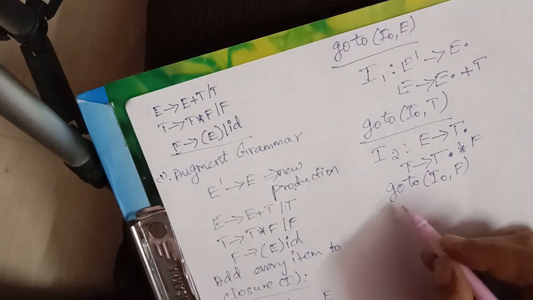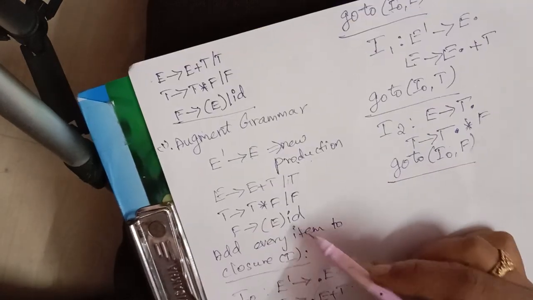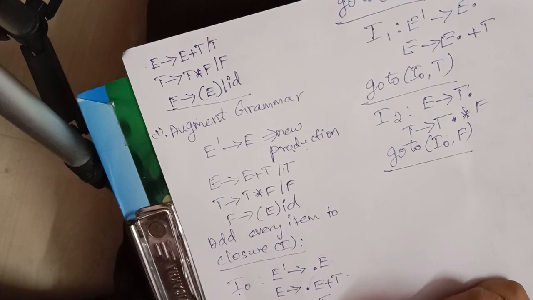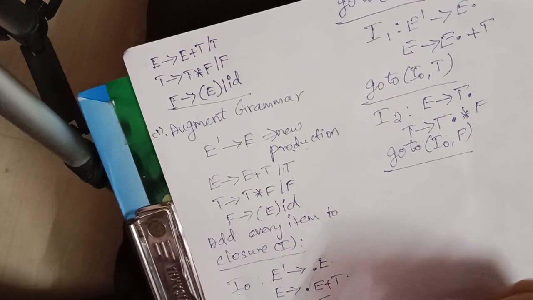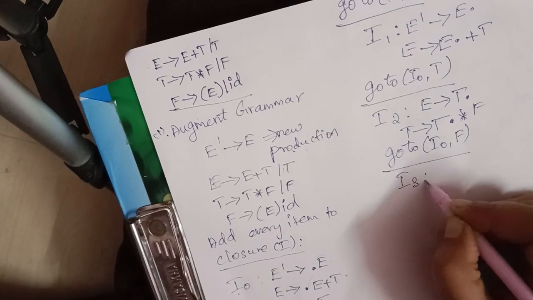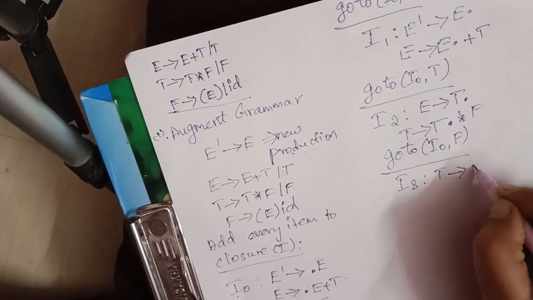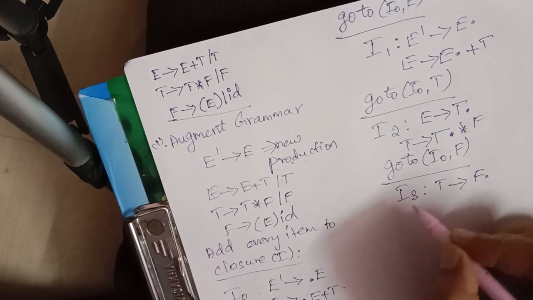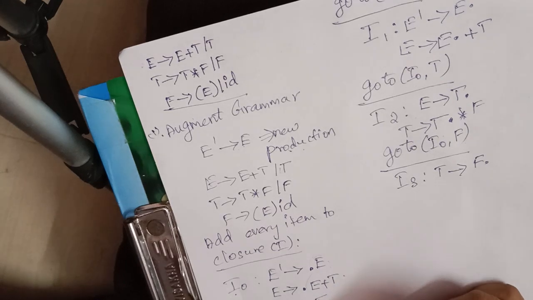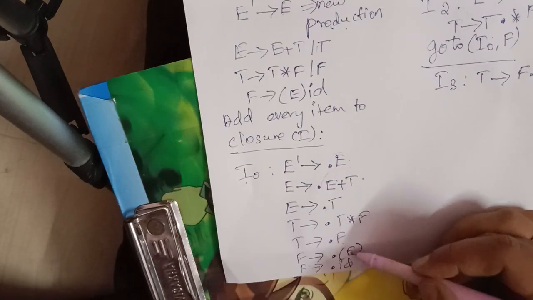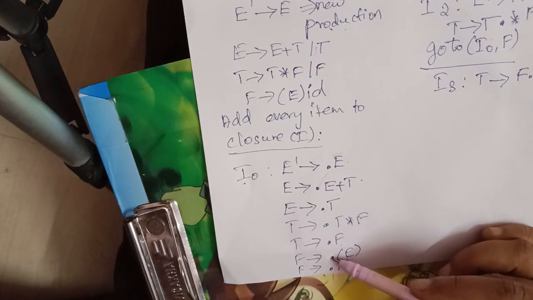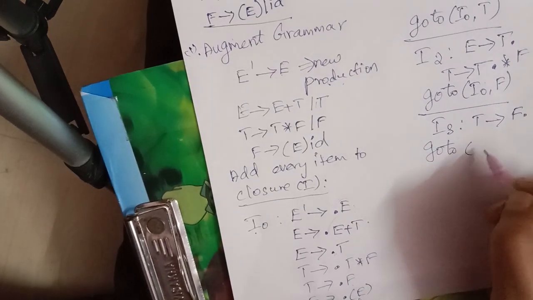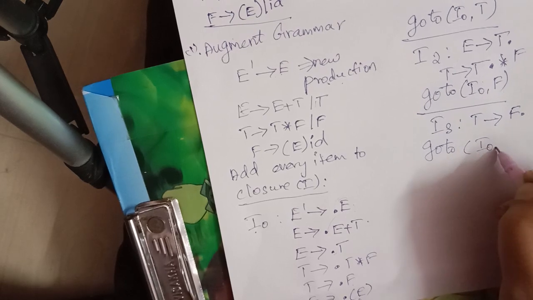So this is the next production in the problem, I0 comma F. For I0 comma F, what we can see is that in the right hand side I have F here. So I'll be getting a new item set, T tends to T F dot. So F dot is coming here. After that I have an open parenthesis here. So now I can say go to I0 comma open parenthesis.